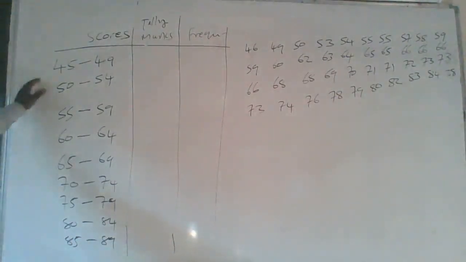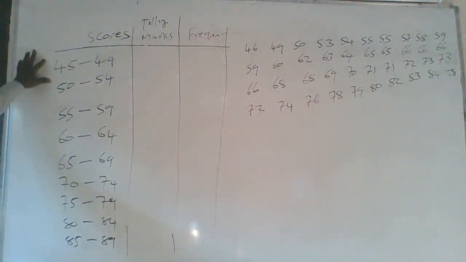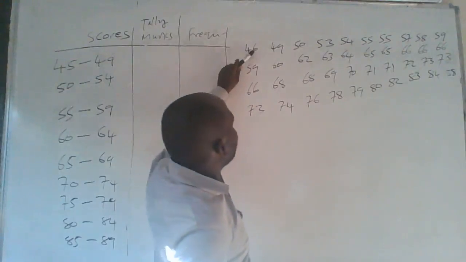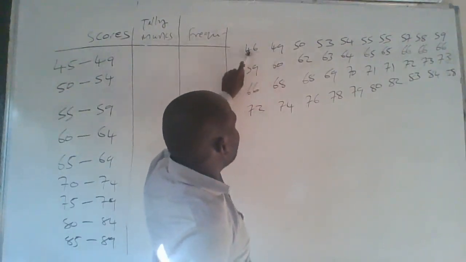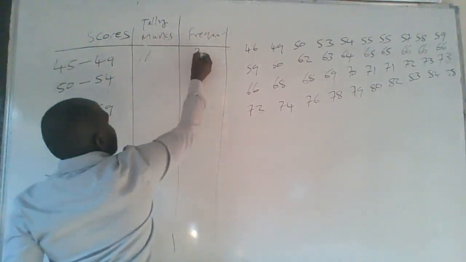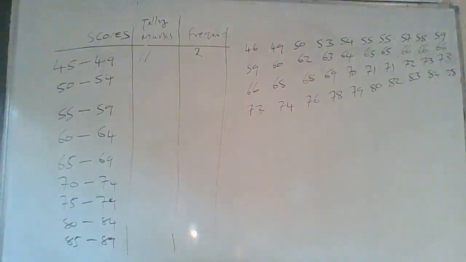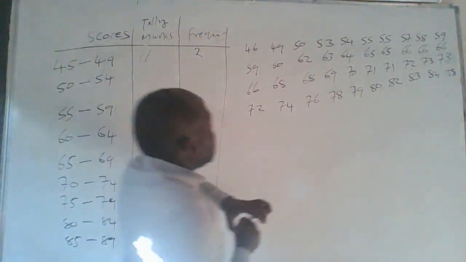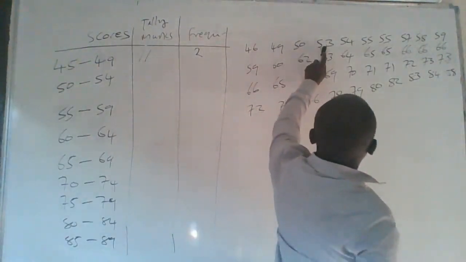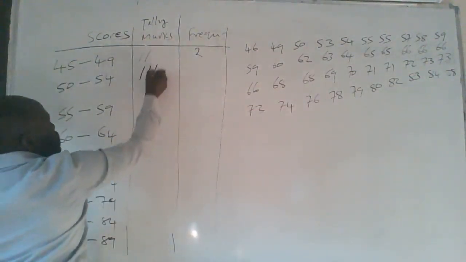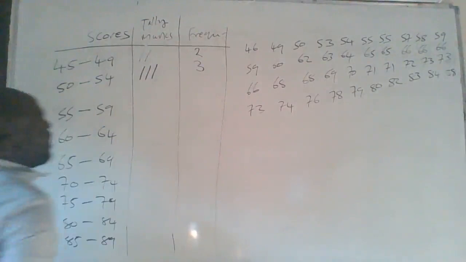So we look at the first class that we have. The class consists of all the scores from 45 to 49. If we look here, we only have 46 and 49 falling in that class. So we have 1, 46, and then 49, meaning the frequency there is 2. Then we go to the second class, 50 to 54. We have 50, 53, and 54 falling in this class. So 1, 2, 3, meaning our frequency there will be 3.